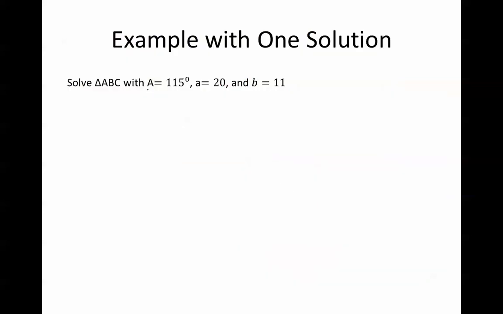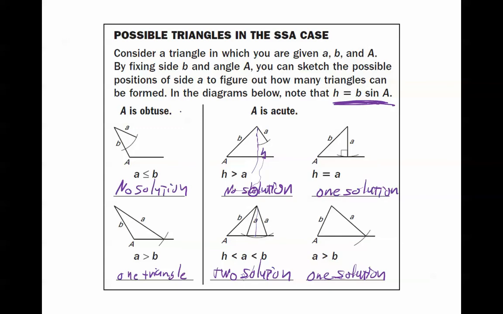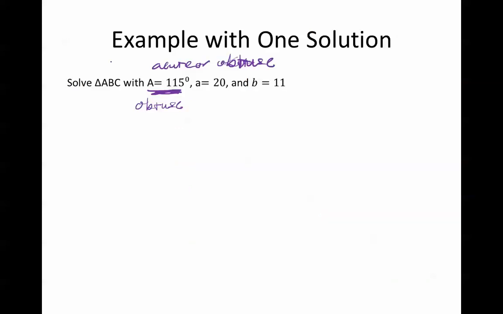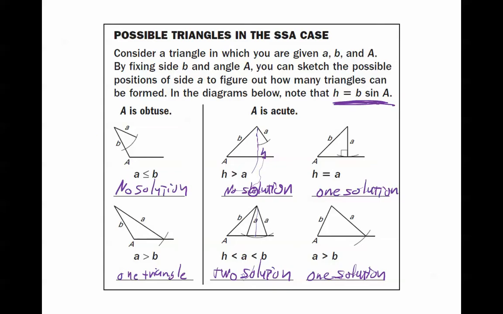Notice here, the first thing we're going to look at is, is the angle acute or obtuse? And remember, acute means that it is smaller than 90, and obtuse means that it is larger than 90. So in this case, we have an obtuse angle. And so we're going to look at this little line right here. So we're looking for, is A smaller than B or is A bigger than B? And if you look here, A is 20, B is 11. So A is larger than B, which means we have one triangle.